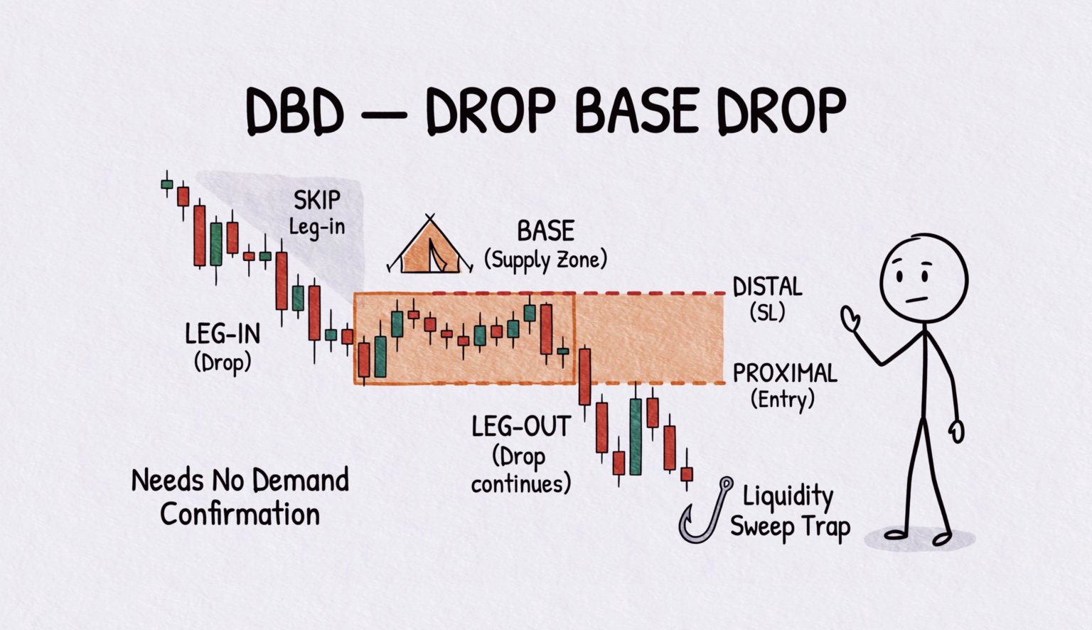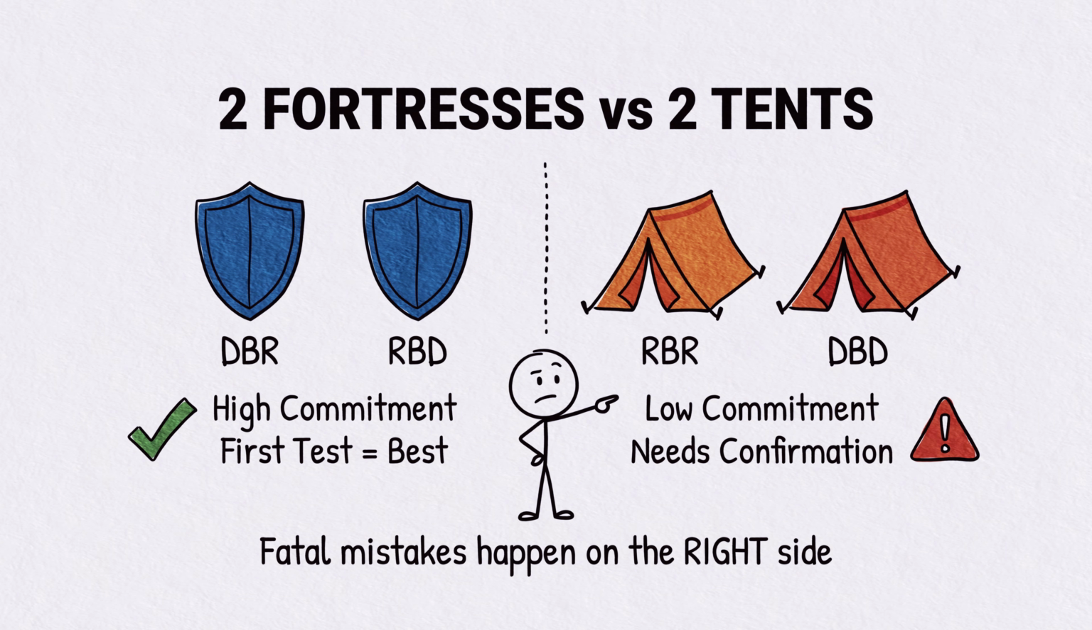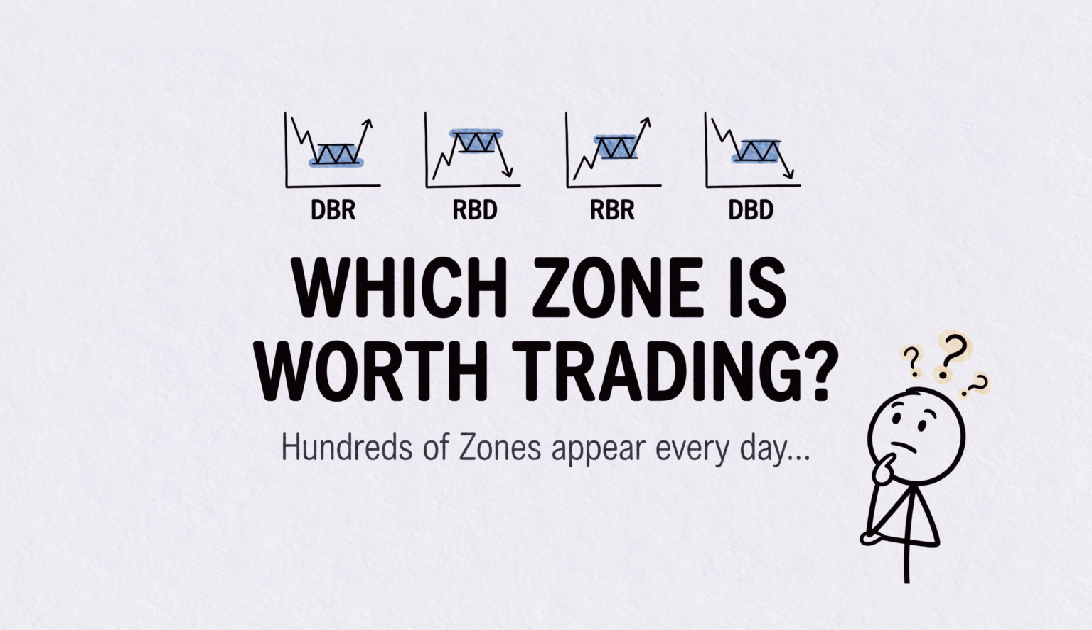You need volume confirmation, a no demand signal before entering. No blind limit orders. Same warning. DBD is often a liquidity sweep trap, luring late short sellers, then ripping back up to stop them out. So remember this. Reversal, fortress, high commitment. Distal includes leg in, strong retest, can place limit directly. Continuation, tent, low commitment. Distal excludes leg in, retest needs volume confirmation, no blind limit. 4 patterns, 4 mechanisms, 4 retest behaviors.